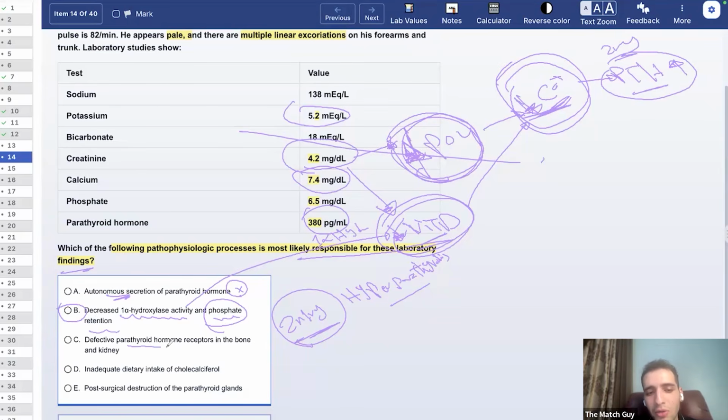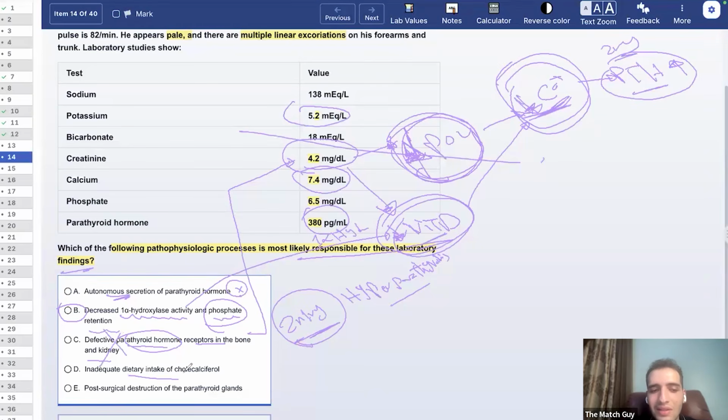Is it defective parathyroid hormone receptor in the bone and the kidney? What? If you have defective parathyroid hormone receptor in the bone and the kidney, I don't think it's even related to the kidney damage. I don't think that even chronic kidney disease can cause this. So I wouldn't say it's correct.